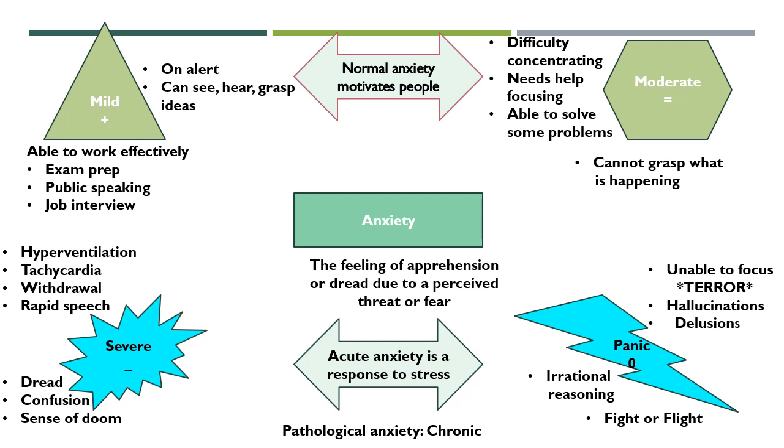When we talk about anxiety, we have to talk about the wide range of symptoms and types of anxiety that are possible. The first is mild anxiety. With mild anxiety, the person feels on alert. They can see, hear, and grasp ideas. They have a heightened awareness. They're able to work effectively alone or in a team. And this is good for things like prepping for your exam, public speaking, and a job interview. Normal anxiety motivates people. It actually makes you more productive. So normal anxiety can be a positive factor.